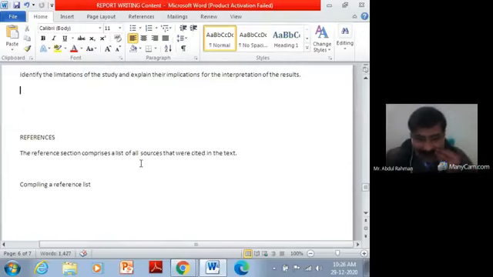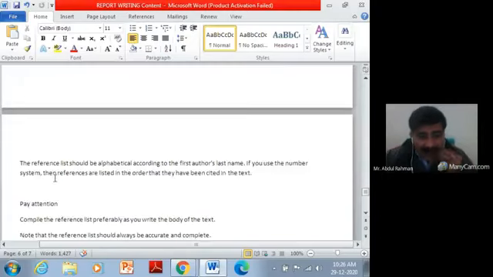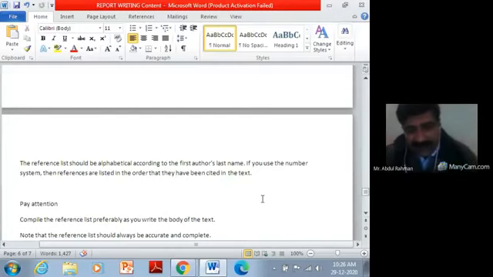Then references are there, right? The reference section comprises a list of all sources that were cited in the text, right? Compiling the reference list, right? The reference list should be alphabetical according to the first author's last name. And if you use the number system, then references are listed in the order that they have been cited in the text. So there are two ways to cite references, right? First alphabetically, and if not, then always start with the reference number from where you started: 1, 2, 3.